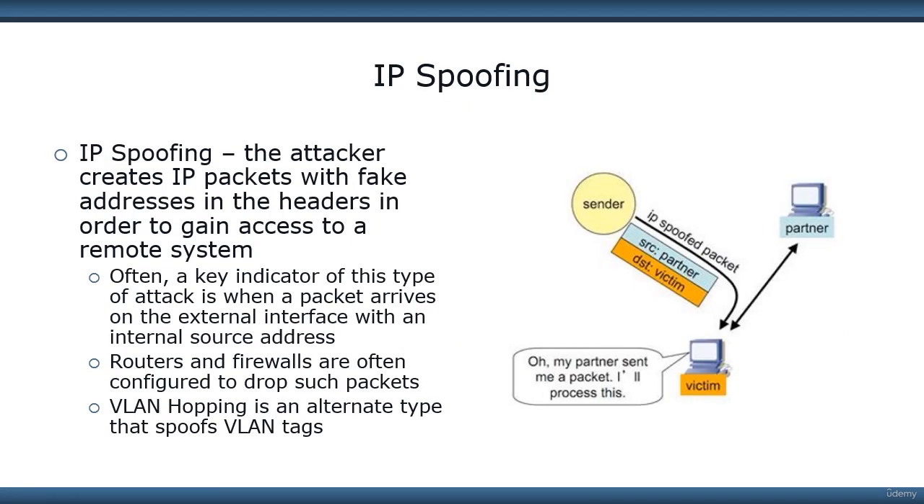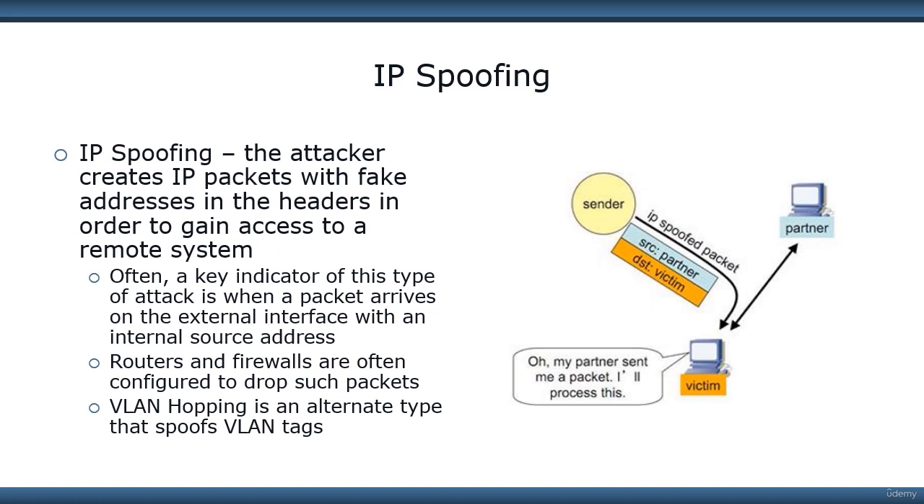IP spoofing is an attack where the attacker creates IP packets with fake addresses in the headers in order to gain access to a remote system. Often a key indicator of this type of attack is when a packet arrives on an external interface with an internal source address. Thankfully today, routers and firewalls are typically configured to drop such packets by default.